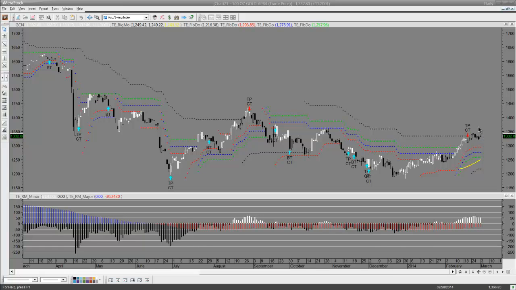To the left, we want to remember that we still have 1356 that we haven't tagged, and that would be the first initial target on the way up. But really, if we start trading over 1356, it opens up a much bigger run potential for gold, with the top end being 1430, the lower end being 1390, okay? So that's basically the deal with gold.